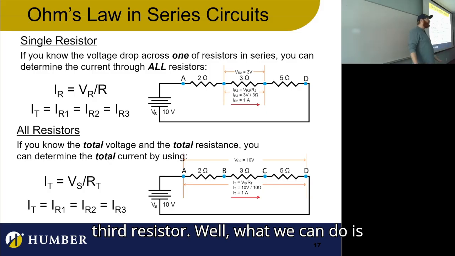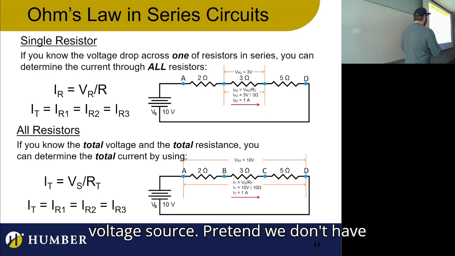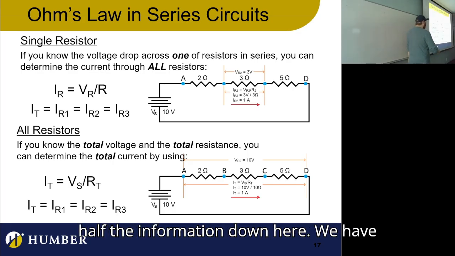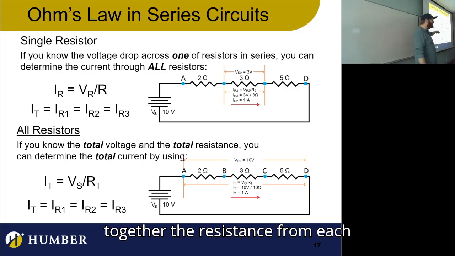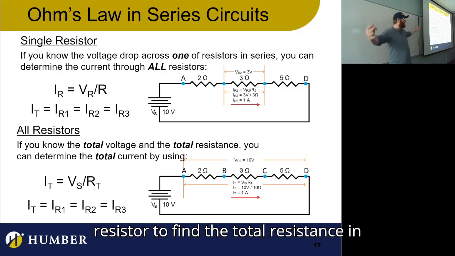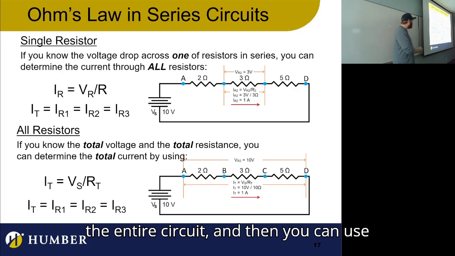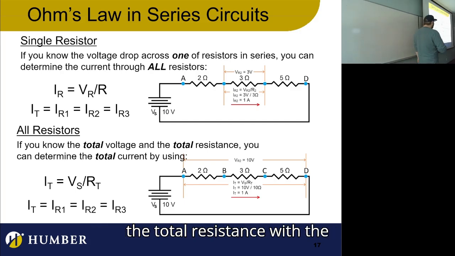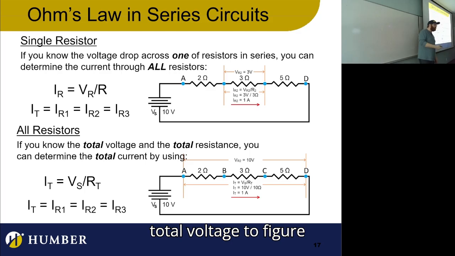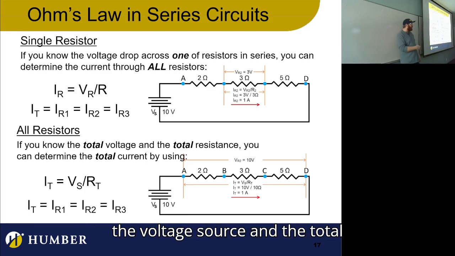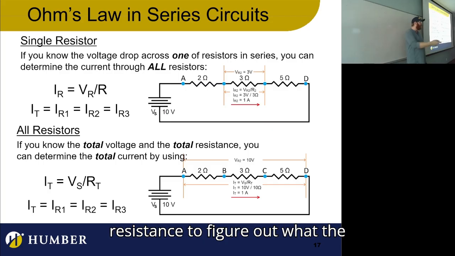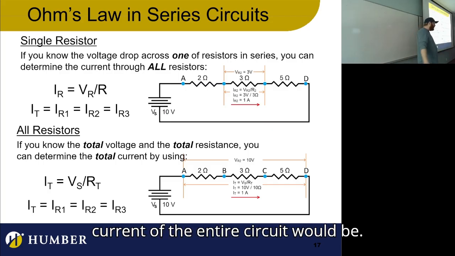Well, what we can do is we can find out, okay, I only have the voltage source. Pretend we don't have half the information down here. We have the resistance of each individual resistor. We know we can add together the resistance from each resistor to find the total resistance in the entire circuit. And then you can use the voltage source and the total resistance to figure out what the current of the entire circuit would be.